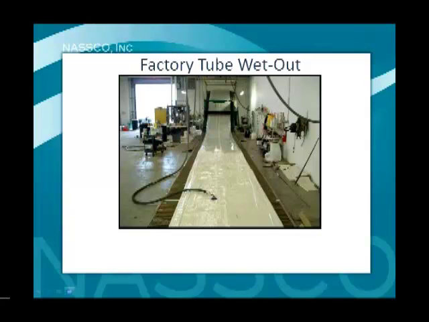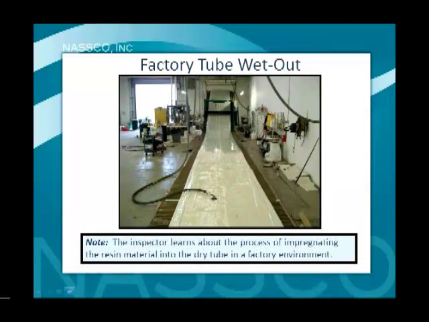The second slide looks at a typical wet out, what we call a factory wet out installation, where the dry tube is saturated with the selected resin material. The inspector learns about the process of impregnating the resin, how the resin actually gets into the dry tube. We talk about one of the more common, longest used systems, which is vacuum impregnation, but discuss other methods that are now available in the market that other manufacturers of this type of technology are using today.